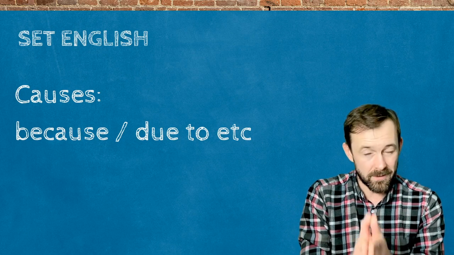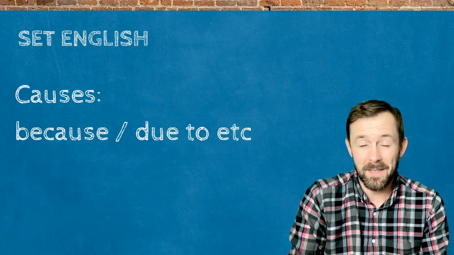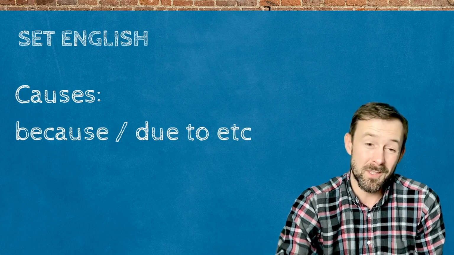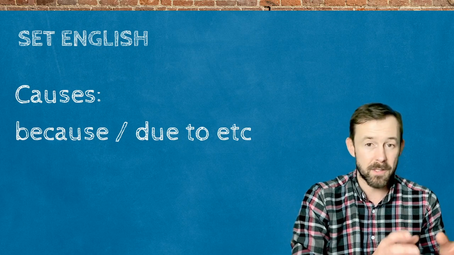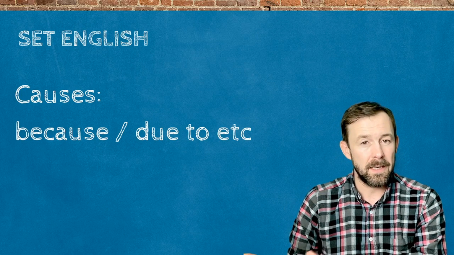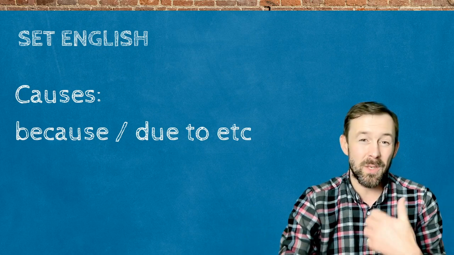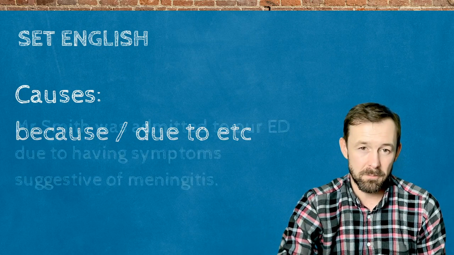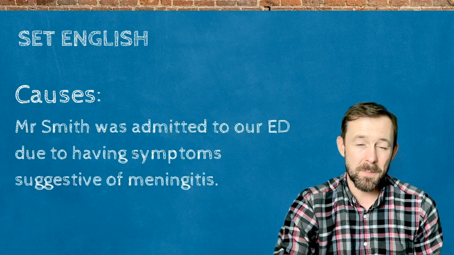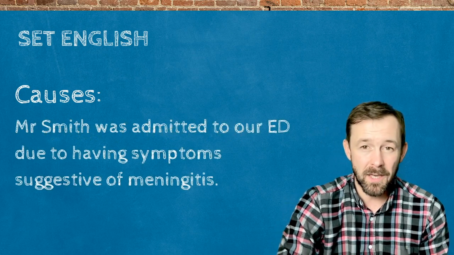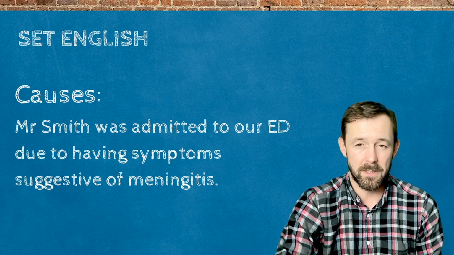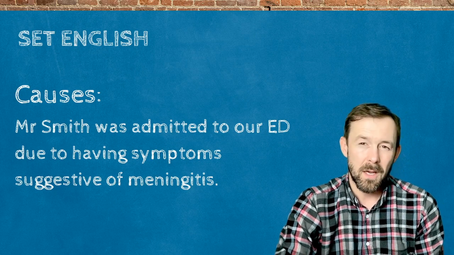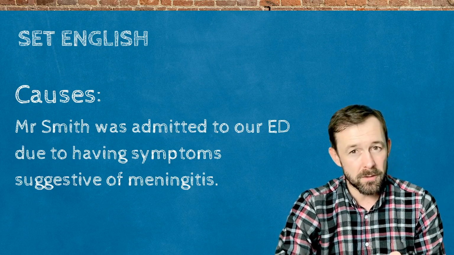But when we write sentences, we don't always put them in that order. We switch them around, and sometimes we put the result first and we follow with the cause. In order to connect those things together, we use these phrases. So here's an example. Mr. Smith was admitted to our ED due to having symptoms suggestive of meningitis. Well, just think to yourself, which one caused the result?